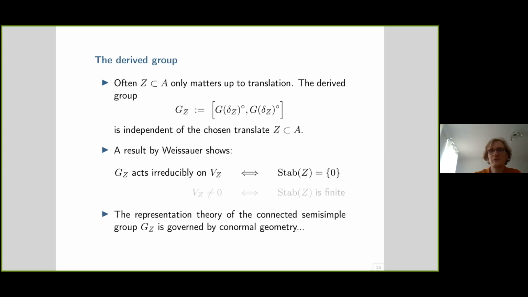So now we are left with a connected semi-simple group. This is like passing from GL_n to SL_n. And the representation theory of connected semi-simple groups is very easy. It's governed by highest weights for a maximal torus. And what I want to explain here is that this representation theory geometrically gives you information about conormal varieties and vice versa.